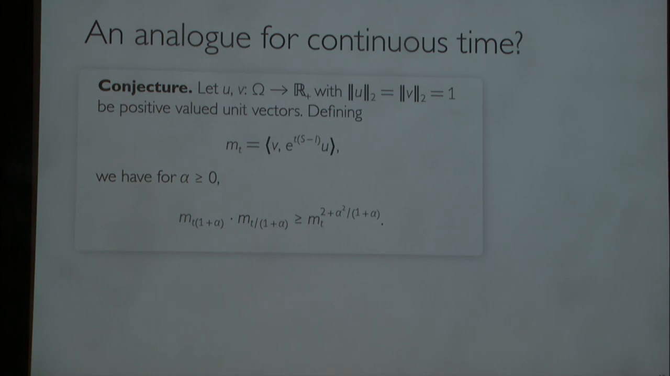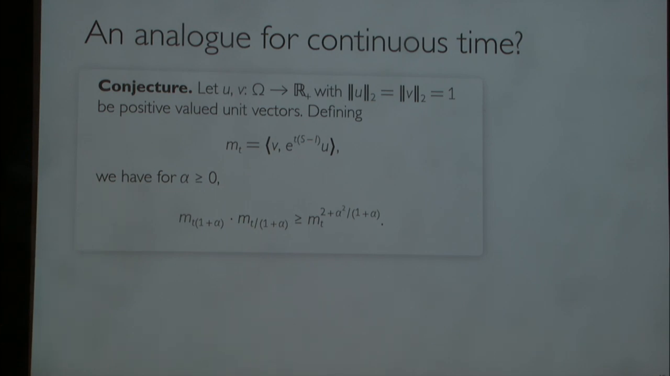So here's a conjecture. Take any symmetric matrix and consider the continuous time random walk, and let U and V again be positive unit vectors. Our theorem two, which I didn't prove, is saying essentially that this MT sequence is log convex. And I claim that a similar relaxation of log convexity holds for continuous time as well.